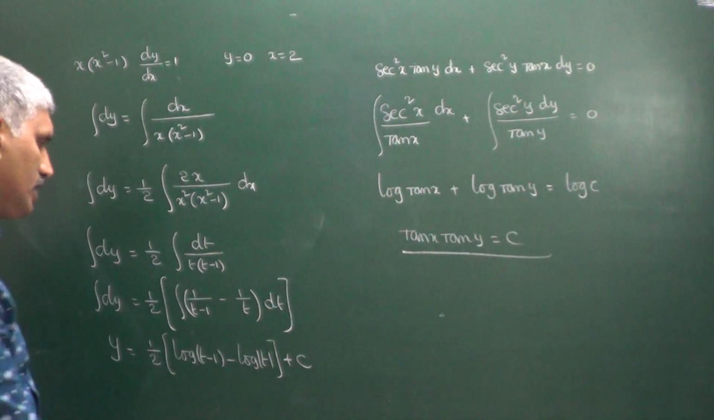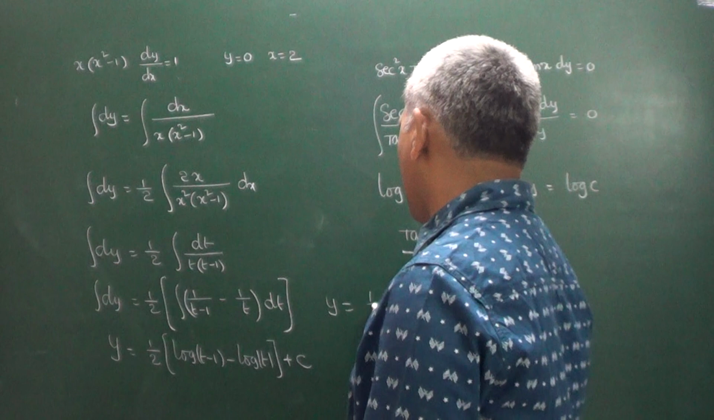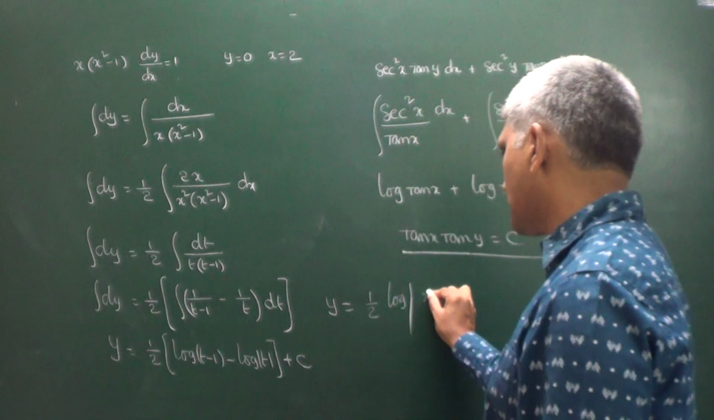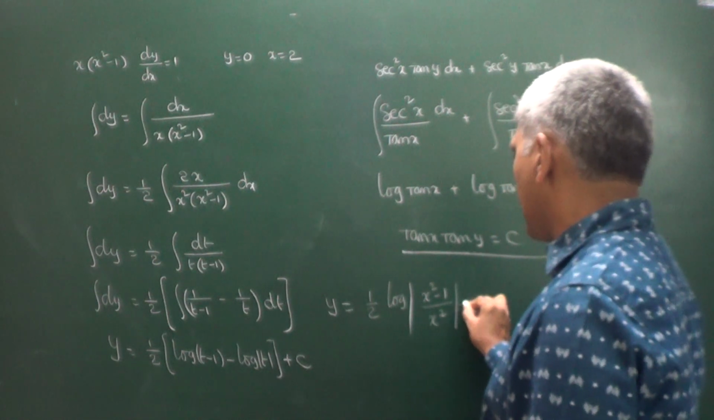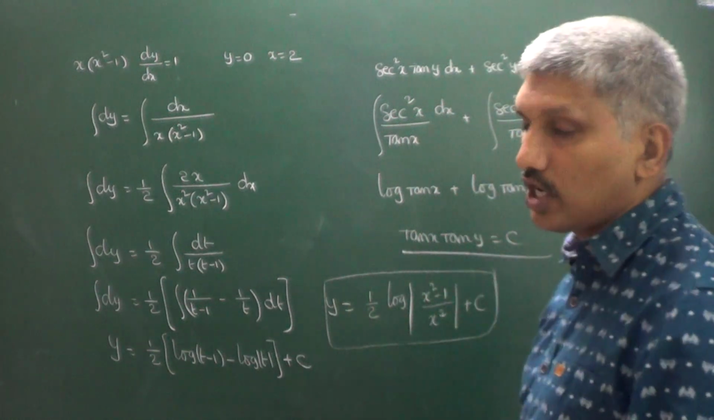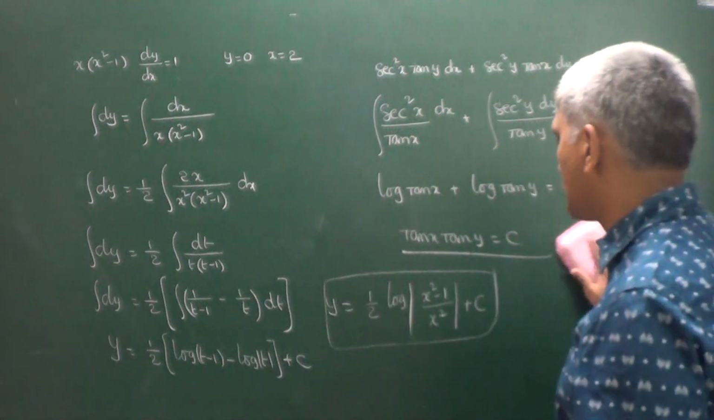because we have taken the substitution as x square is equal to t. So now the solution changes as y is equal to 1 by 2 into logarithm of x square minus 1 divided by x square plus the constant of integration. That is the solution we got, which we will call a general solution for the given differential equation.